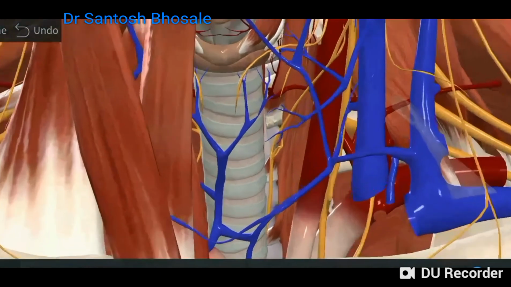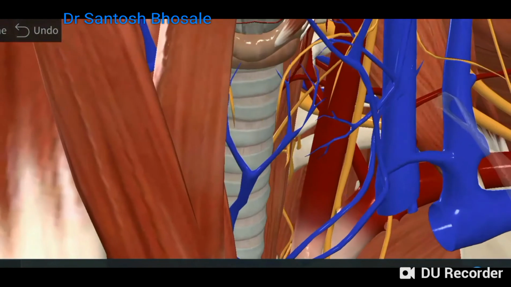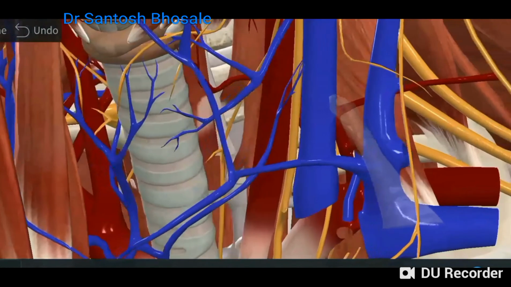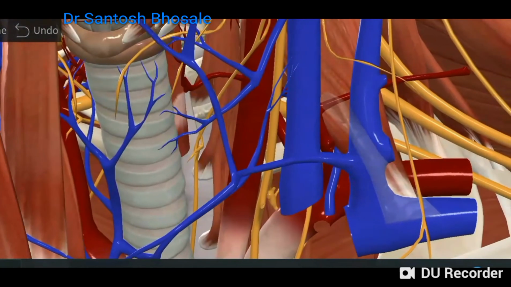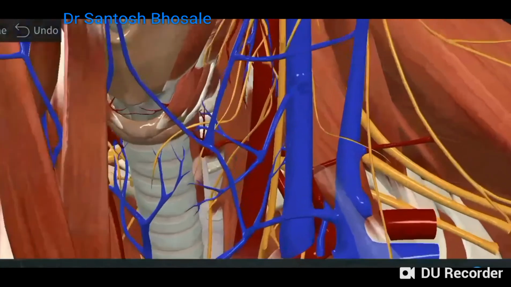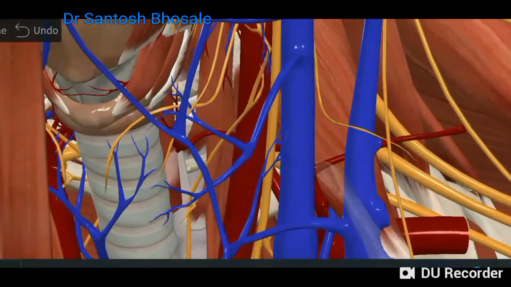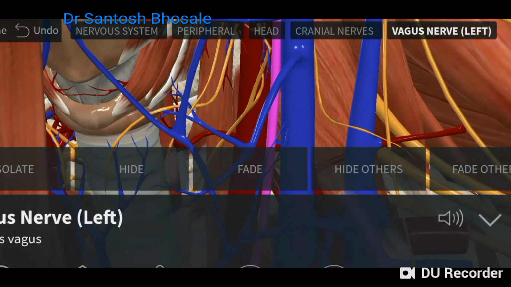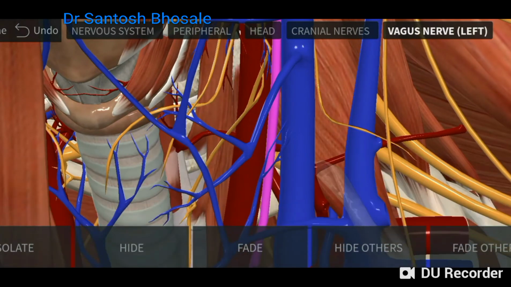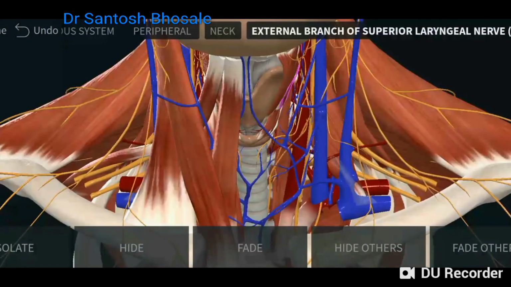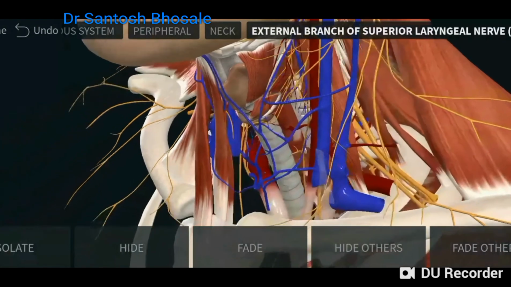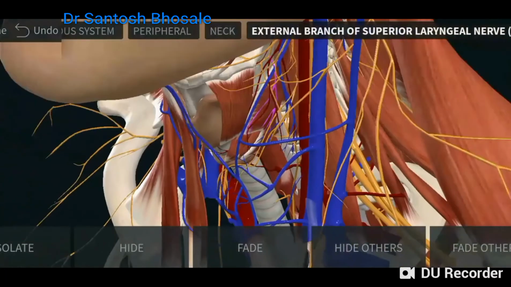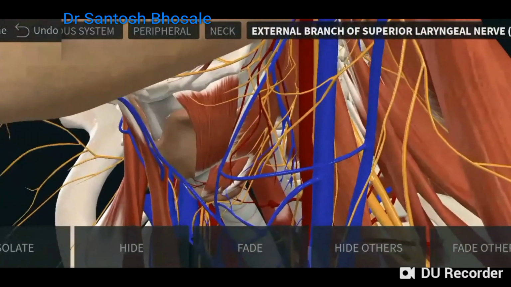So if you see the medial surface relations, remember rule of 2: two cartilage, two muscle, two tube, and two nerves. You can appreciate there. That is vagus nerve, part of carotid sheath, and you will see that is the external laryngeal nerve related.